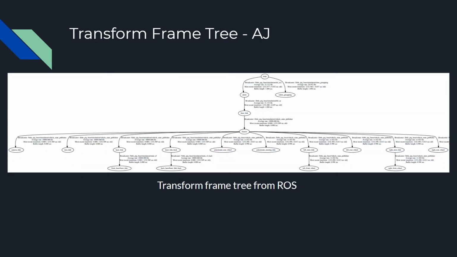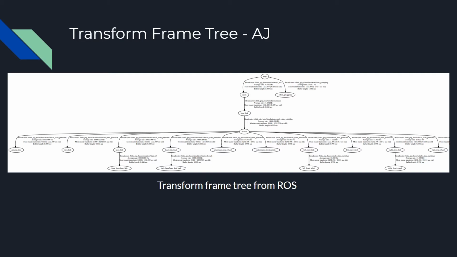Now, this can all be better understood through seeing the transform frame tree itself. So as I mentioned, we track multiple coordinate frames through broadcasters and listeners. For example, if there's a broadcaster for the transform from odom to base link and a listener to receive that transform.